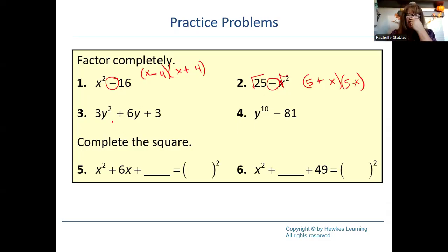This one, I see a GCF. So I factor out that 3. And now I'm looking at this. This first one is a perfect square. The last one is a perfect square. The square root of y squared is y. The square root of 1 is 1. y times 1 is y. And if I double it, it's 2y. Oh, this is that form of y plus 1 squared.